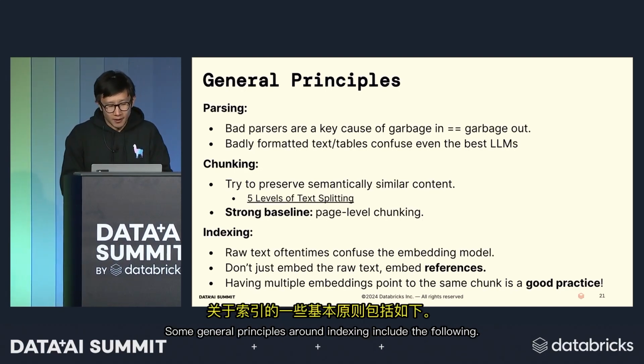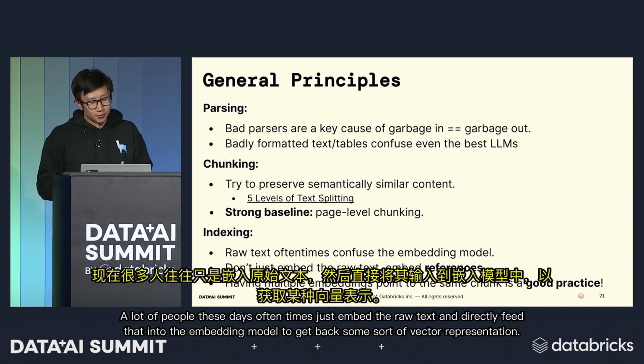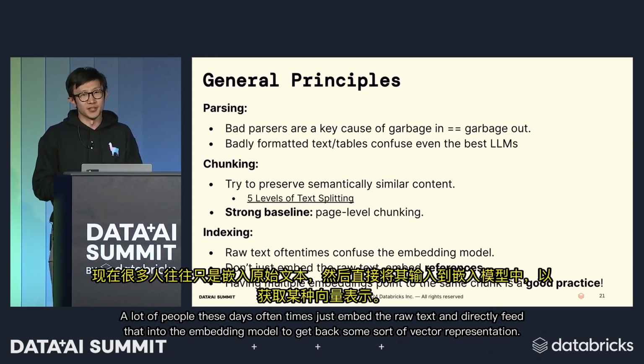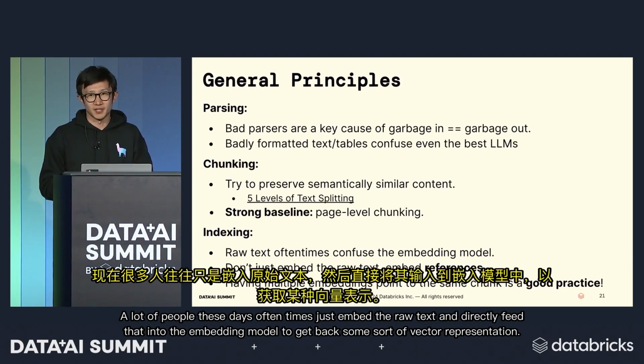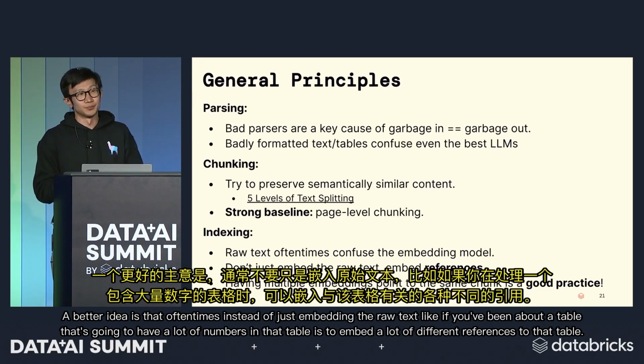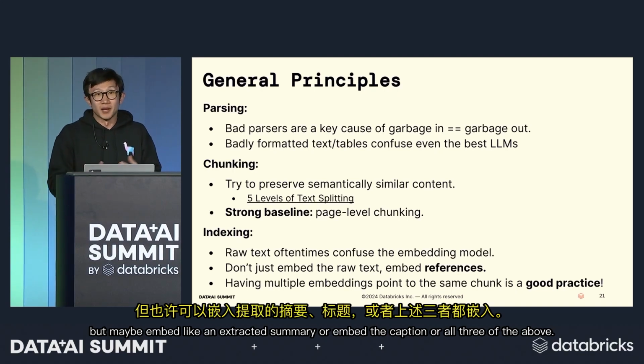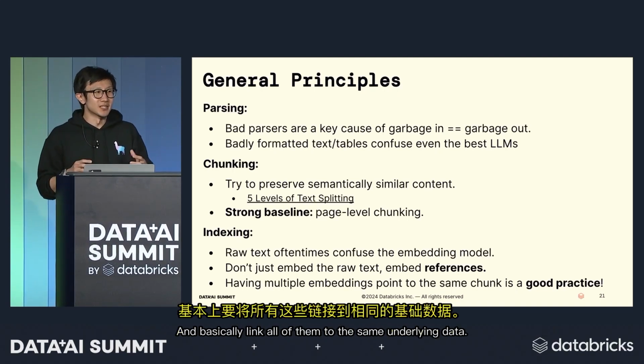Some general principles around indexing include the following. A lot of people these days oftentimes just embed the raw text and directly feed that into the embedding model to get back some sort of vector representation. A better idea is, if you embed a table that's going to have a lot of numbers in it, to embed a lot of different references to that table. You can still embed the raw table itself, but maybe also embed an extracted summary, or the caption, or all three of the above, and basically link all of them to the same underlying data.